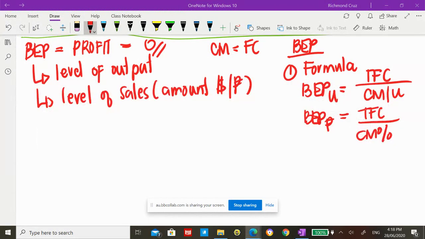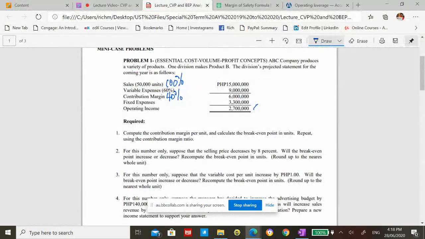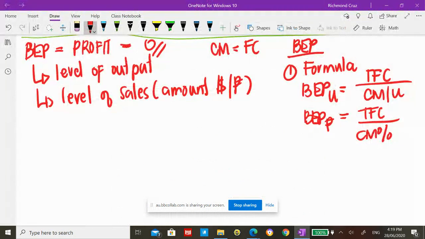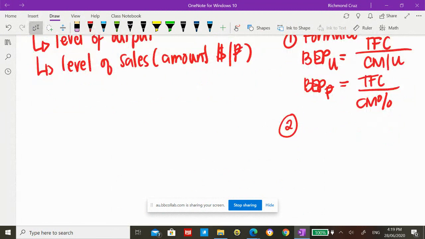If you look at the problem, two things are being asked. Using the contribution margin per unit, we can compute the break-even point in units. And it also says to repeat using the contribution margin ratio. When using the ratio, what we compute is the amount of sales. Aside from the formula, you can also compute the break-even point using the equation method.